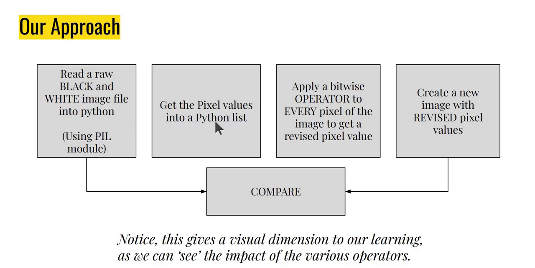We will get the pixel values into a list and then we will apply a bitwise operator to every pixel to create a new image with the revised pixel values. So for example, I'll take every pixel and modify it with some kind of bitwise operator. I get a new pixel. I will create a new image with these revised pixels and I'll compare these two. This comparison creates a visual dimension to our learning, because then we can see the impact of the various operators that we have been exploring. And I think this is quite interesting.